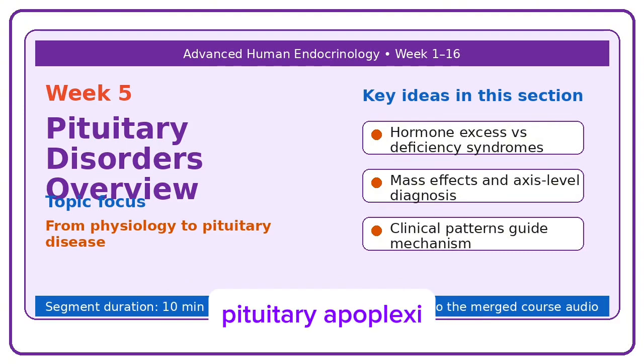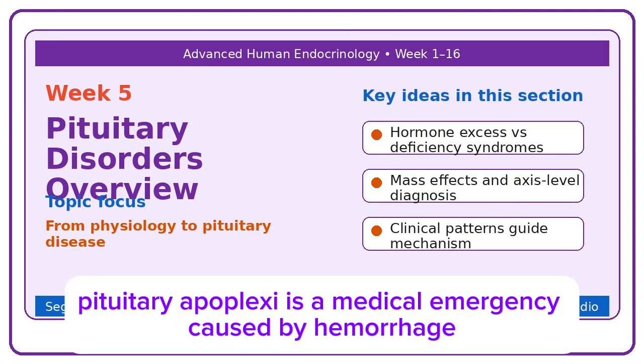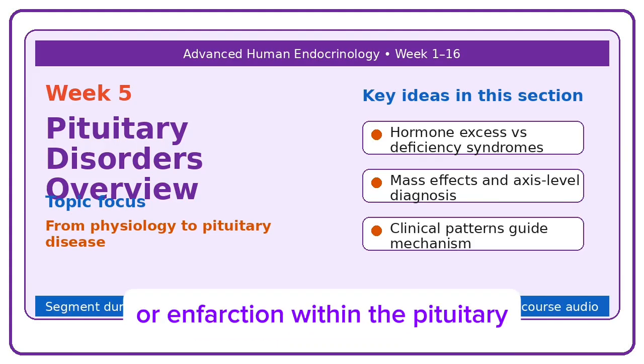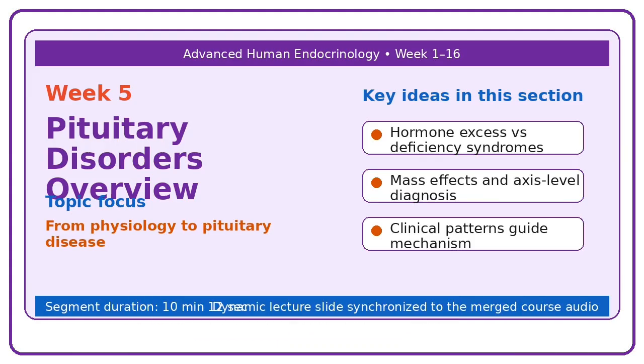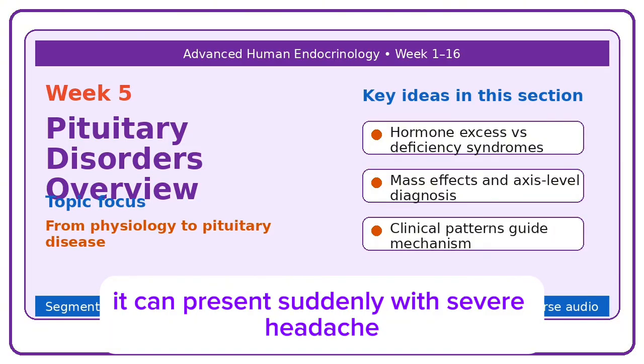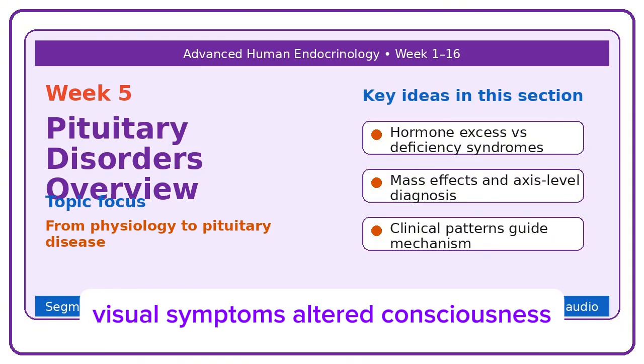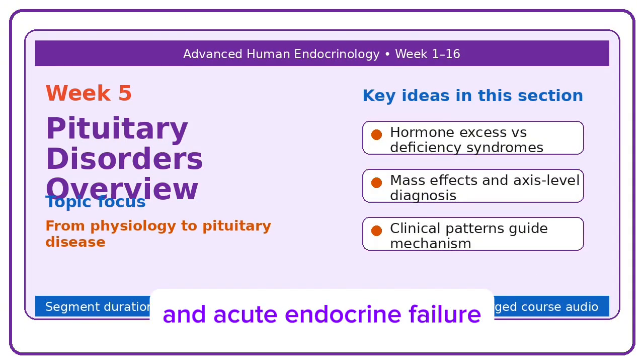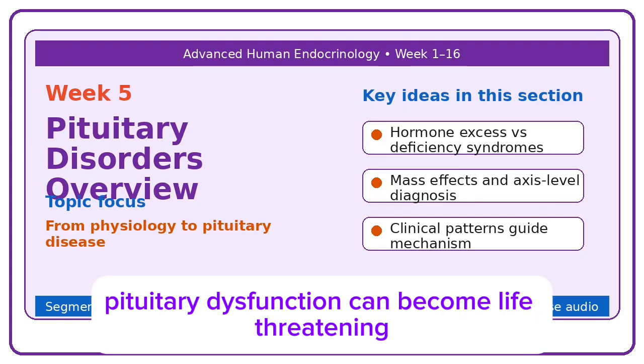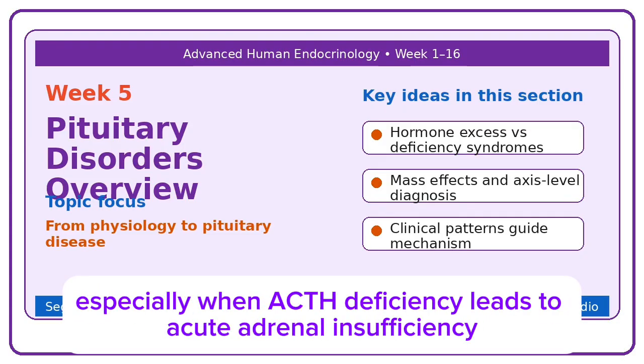8. Pituitary apoplexy. Pituitary apoplexy is a medical emergency caused by hemorrhage or infarction within the pituitary, often in a pre-existing adenoma. It can present suddenly with severe headache, visual symptoms, altered consciousness, and acute endocrine failure. This condition shows how rapidly pituitary dysfunction can become life-threatening, especially when ACTH deficiency leads to acute adrenal insufficiency.